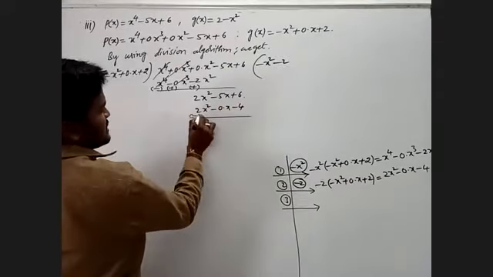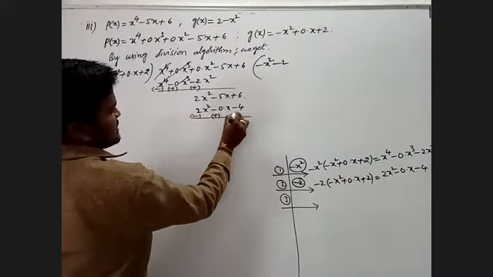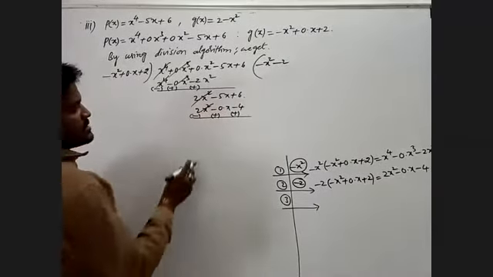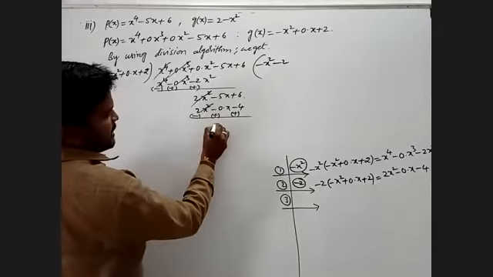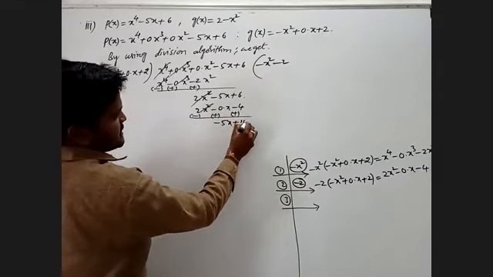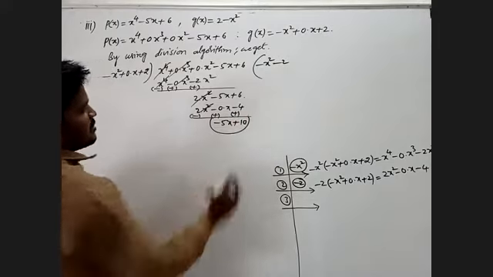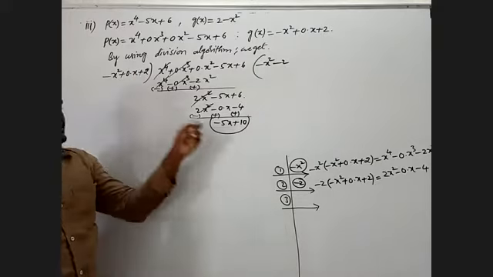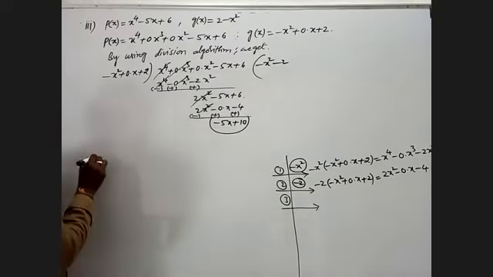We have to change the symbols, minus, plus. After we take the symbol plus, both will be cancelled. And also 5x minus 5x, after that we take plus 6 plus 4 is 10. This is the value, minus 5x plus 10. Why? Because the degree of g of x is less than the degree of r of x. That I will write.